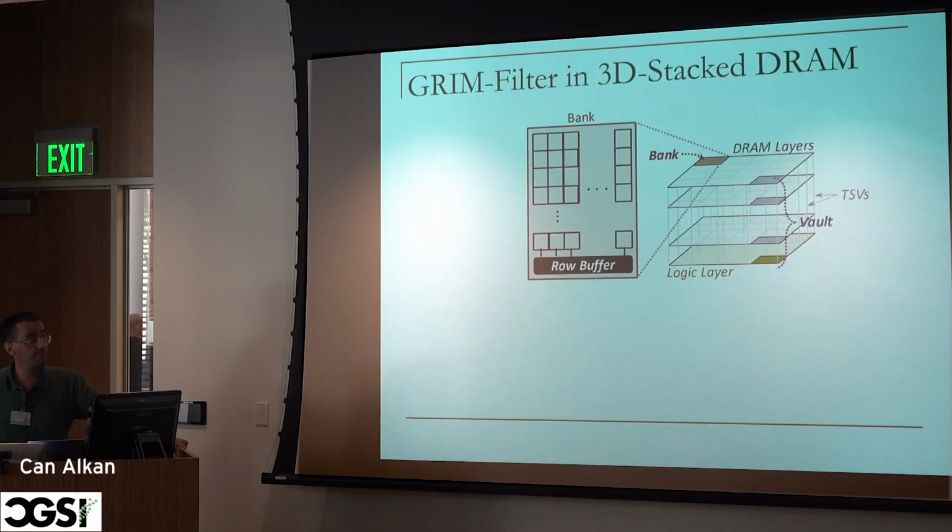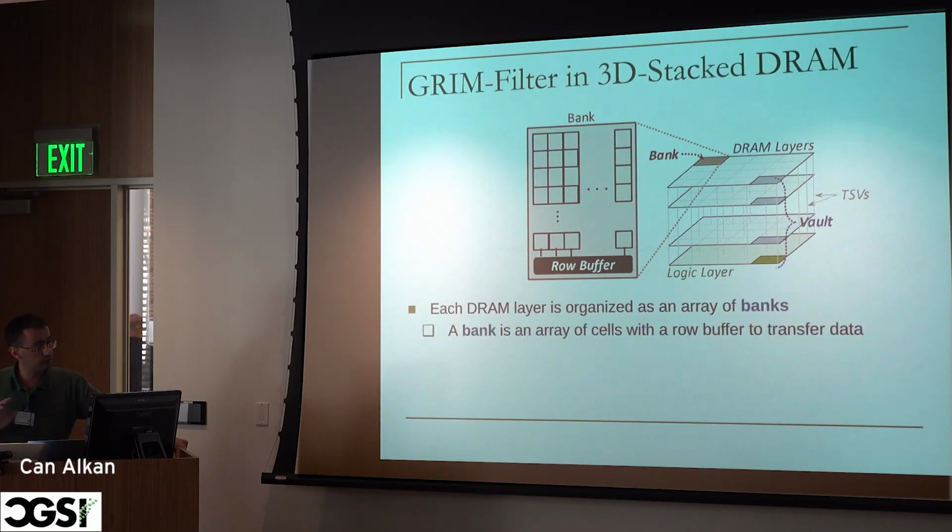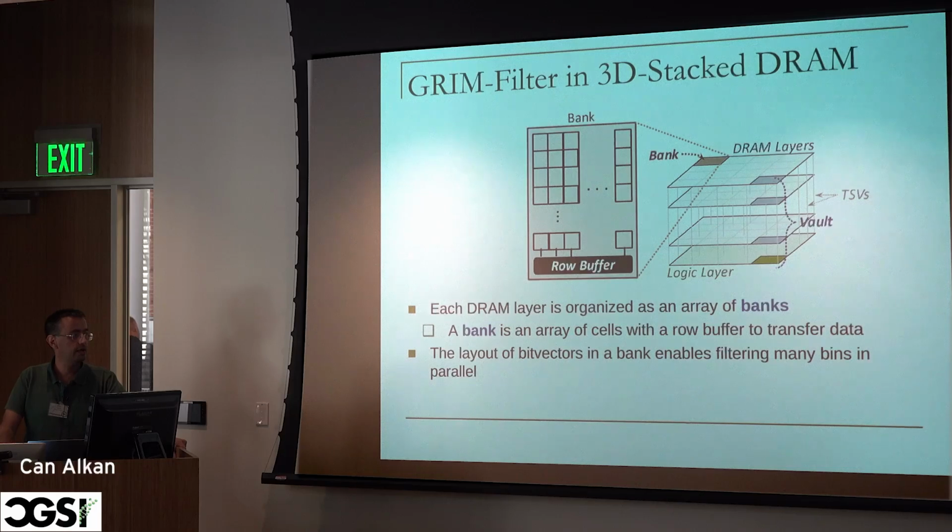So here's the idea. Again, we have the 3D stacked memory. We have the DRAM layers, and at the end we have the logic layer, right? The DRAM layer is organized as banks. Again, this is from your computer architecture courses. And a bank is an array of cells with row buffers to be able to transfer data, right?